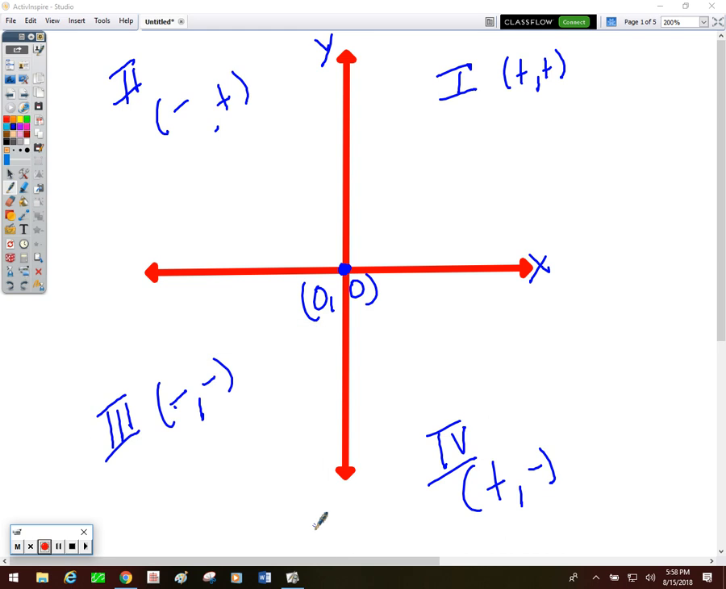Alright, welcome to the second video today. We're going to look at the rotations that we've been working on in class. We're going to look at rotating a figure around the coordinate plane.